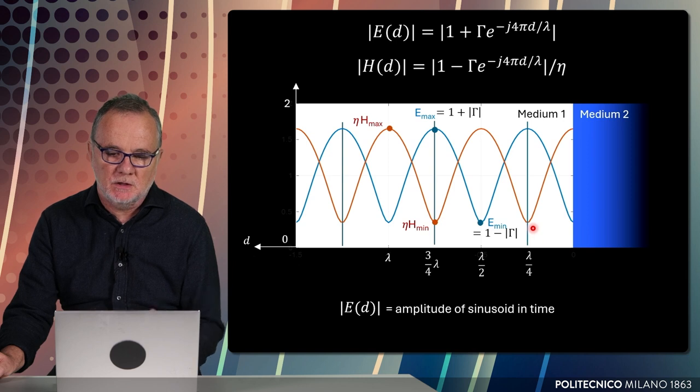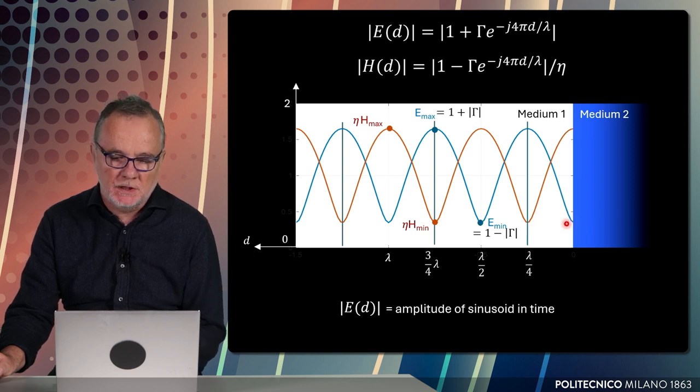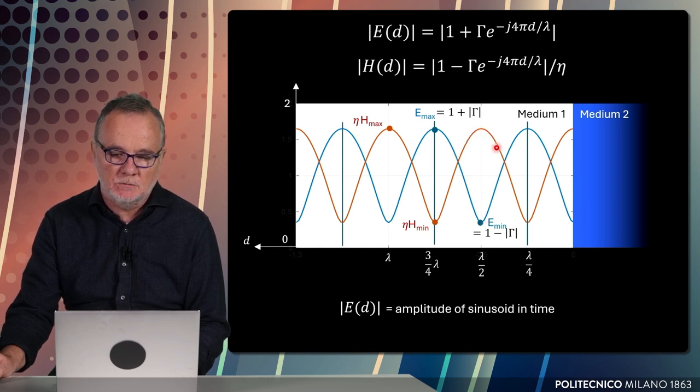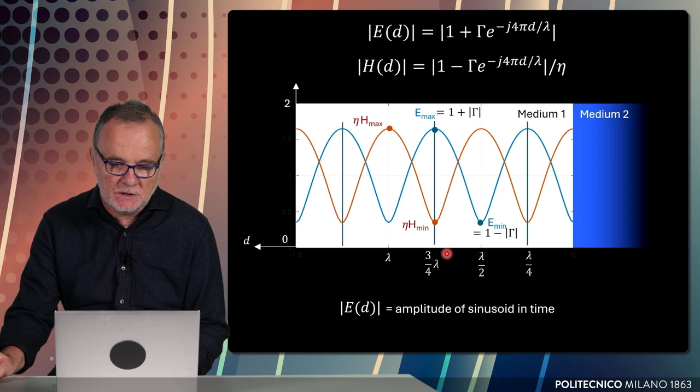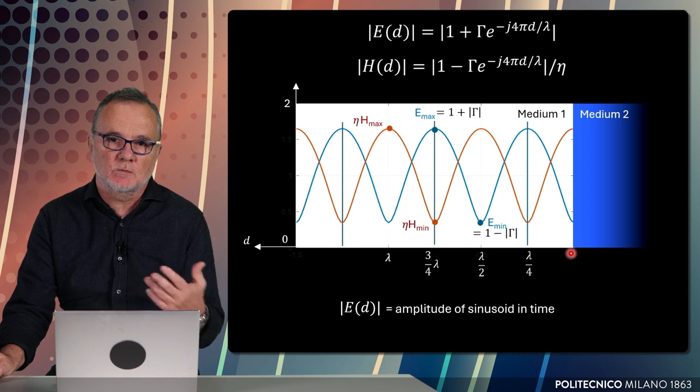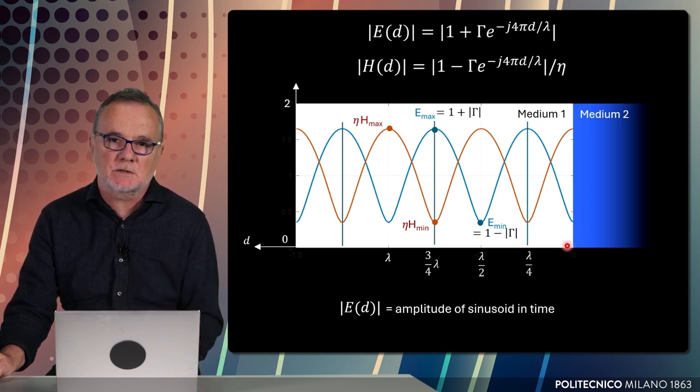We also notice that the periodicity is lambda over 2. If we start from here, we reach a minimum. After lambda over 4, we have a maximum. After another lambda over 4, and therefore lambda over 2 is the total value, we have another minimum, and so forth. The pattern of the electric field is exactly the dual of the pattern of the magnetic field, which is this red curve, where the electric field is minimum, the magnetic field is maximum, and vice versa. And here we see the various distances from the interface. This plot is called the interference plot, or standing wave pattern, and it indicates the presence of two waves running in opposite directions.